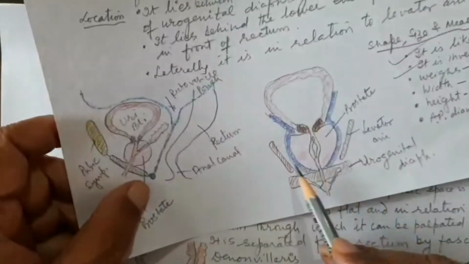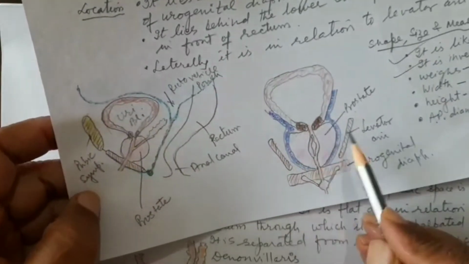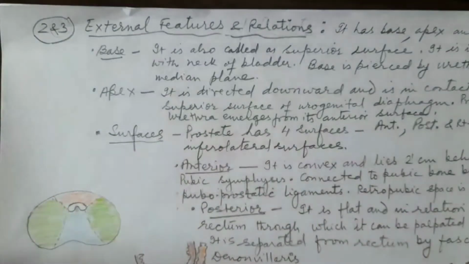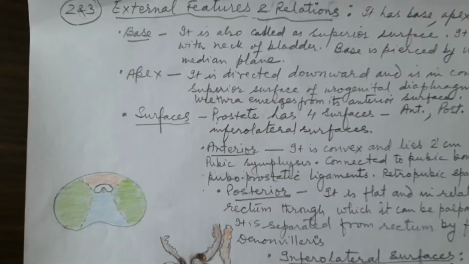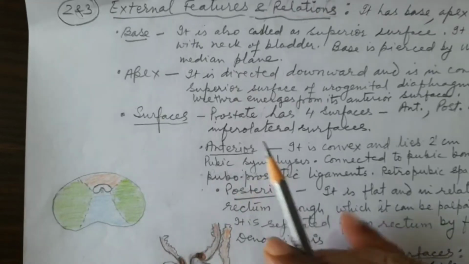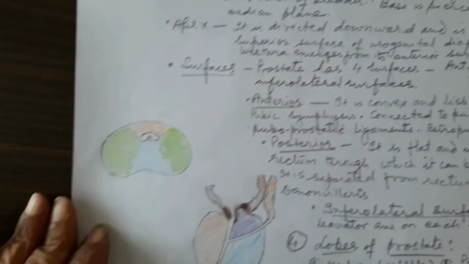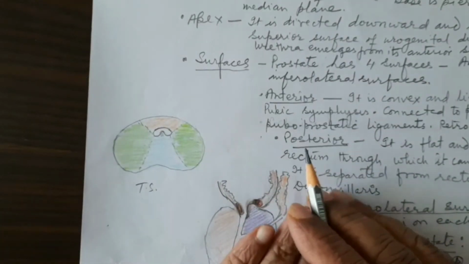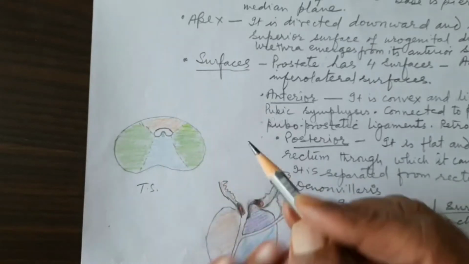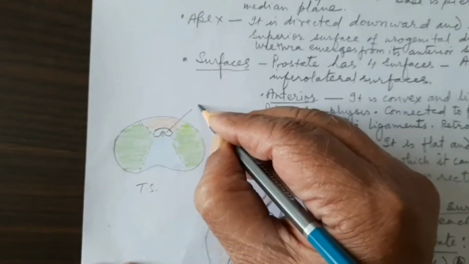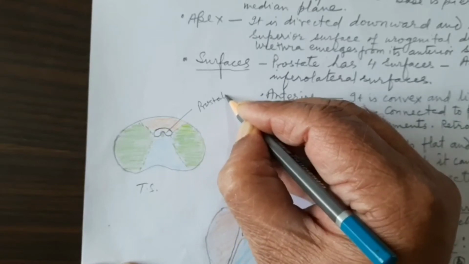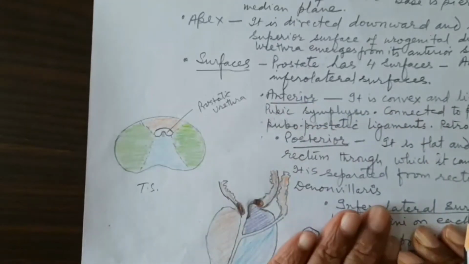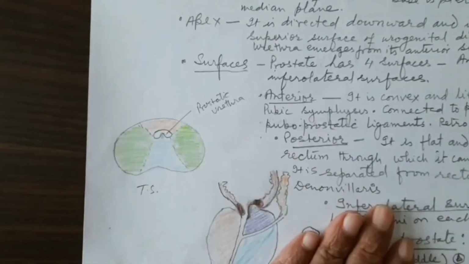Now if you cut a transverse section of the prostate, then it will be easier to locate the surfaces. Now the prostate has 4 surfaces. This is the transverse section, TS of the prostate. This structure is the prostatic urethra, and these different colors will show you the different surfaces here.